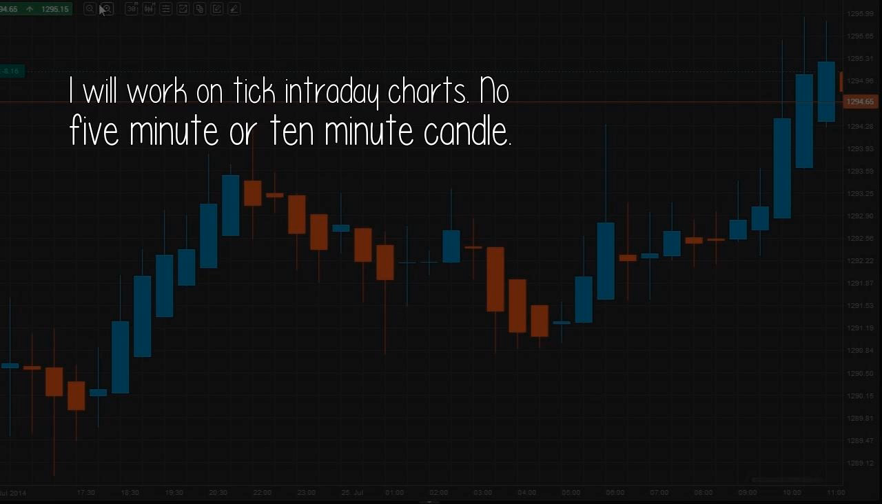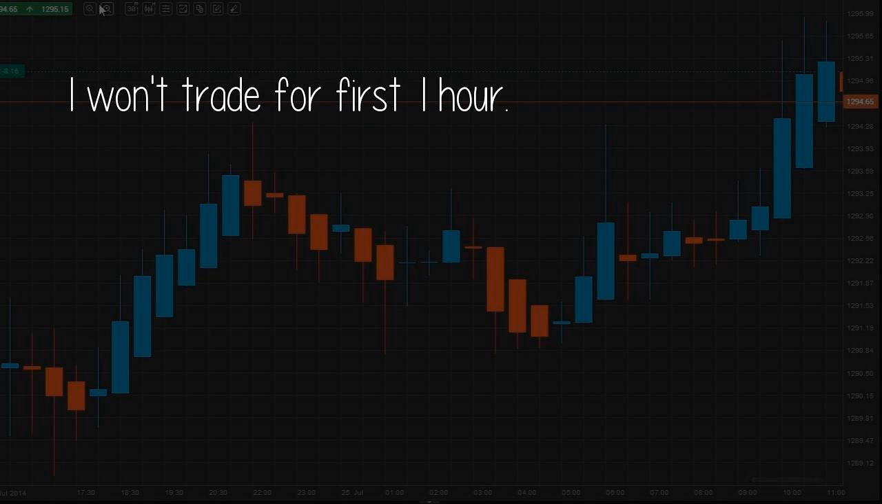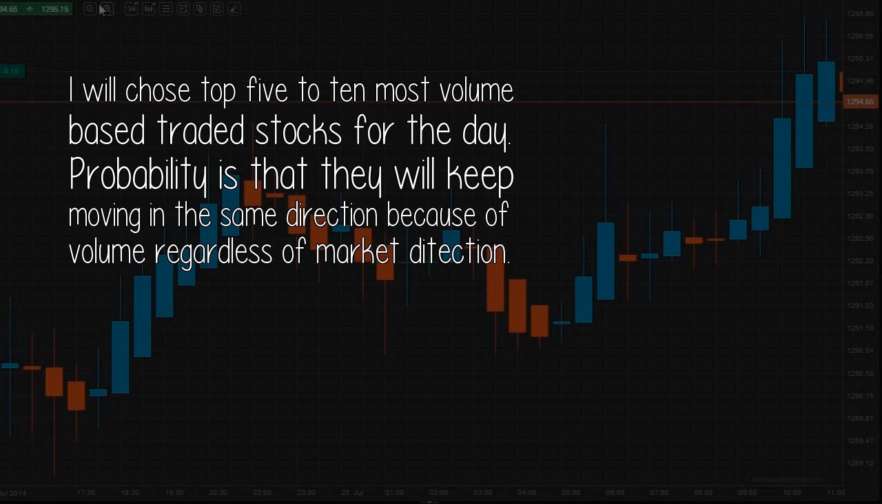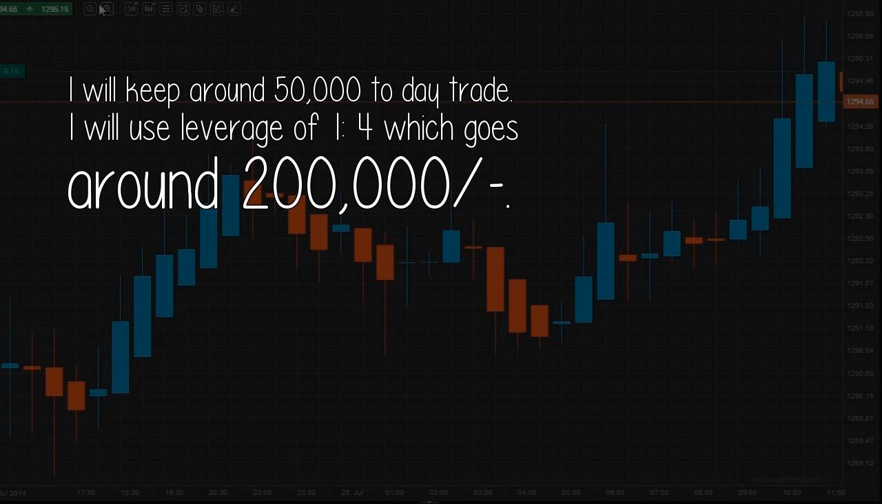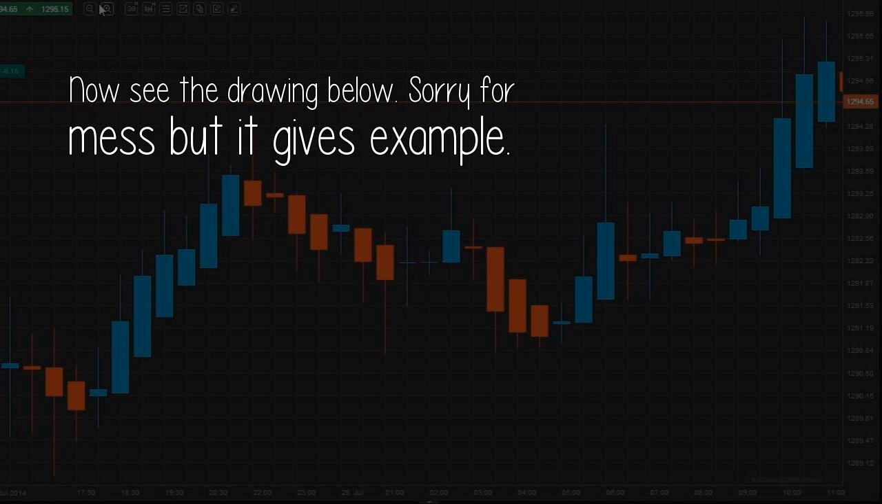I will work on tick intraday charts, no 5-minute or 10-minute candle. I won't trade for the first 1 hour. I will choose the top 5 to 10 most volume-based traded stocks for the day. Probability is that they will keep moving in the same direction because of volume regardless of market direction. I will keep around 50,000 to day trade. I will use leverage of 1/4, which goes around 200,000.